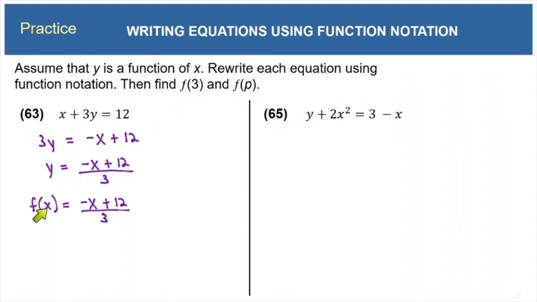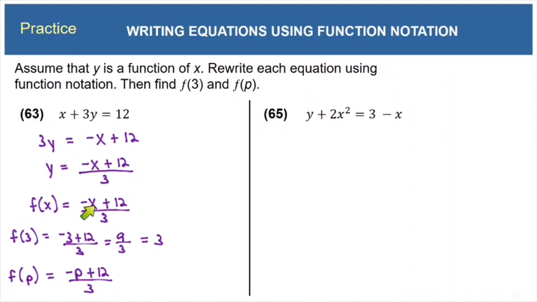So I'm going to replace x with 3. Alright, so f of 3 equals negative 3 plus 12 all over 3. Negative 3 plus 12 is positive 9, so now I have 9 over 3, and that reduces to 3. And then they've asked us to find f of p as well, so if I just plug p in here, f of x was negative x plus 12 all over 3. F of p is going to be negative p plus 12 all over 3, and that will not simplify.